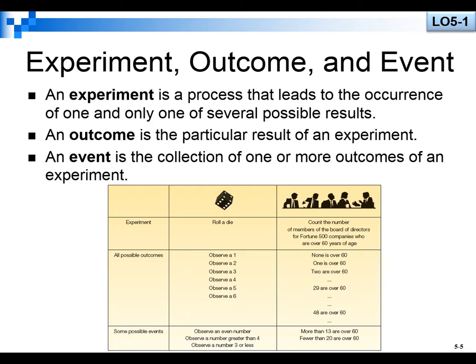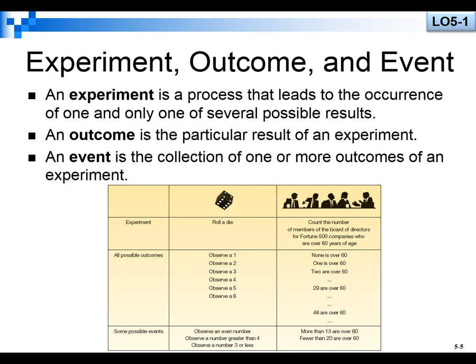Then some possible events that we might define would be the chance of getting an even number, or the chance of getting a number greater than 4, or the chance of observing a number 3 or less. So the event to observe an even number would be to observe a 2, observe a 4, or observe a 6. Those are the 3 possible outcomes that would make up our event.